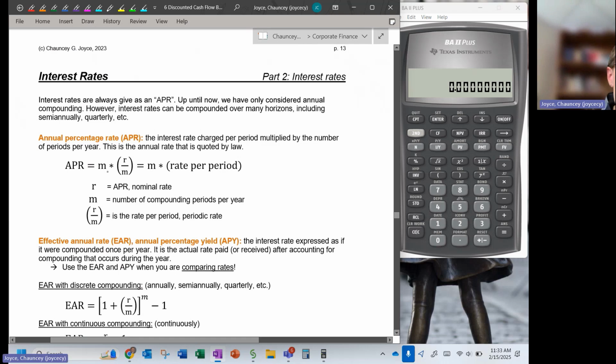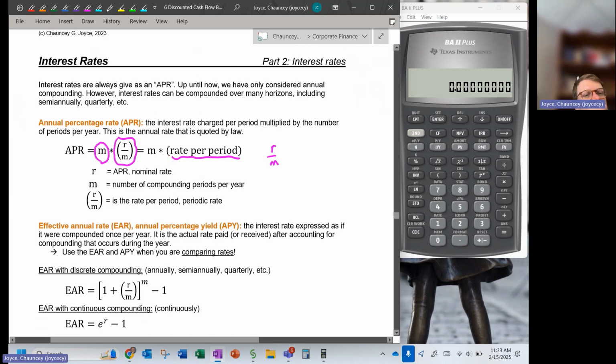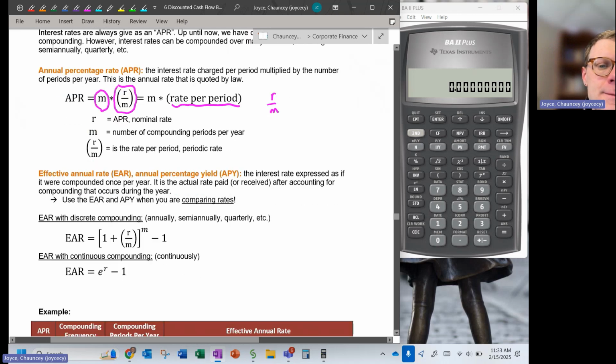So an APR is just the number of compounding periods in a year times a periodic rate, R over M. And we use this R over M a lot when we do discounting and compounding. This is often called the rate per period or the periodic rate. So the effective annual rate is the rate your money actually compounds. It's the rate you'll actually earn. It's not the same thing as an APR. APR gets quoted, but the effective rate is the rate you'll actually earn. So it's the right rate to think about if you're thinking about a portfolio's value over a number of periods.